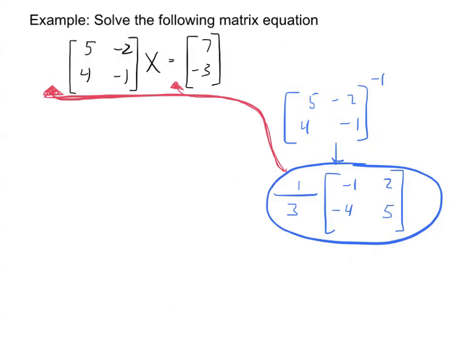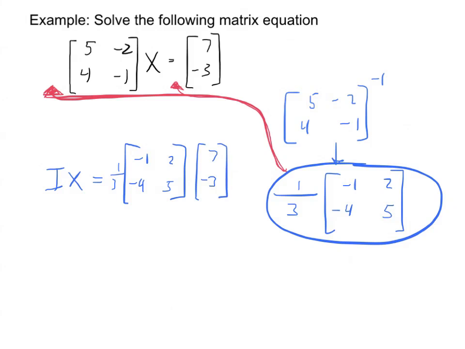On that side, I end up with the identity matrix times x. On the right side, I'll have 1/3 of my matrix, -1, 2, -4, 5, times my little 2x1 matrix, 7, -3. Left side here, I end up with just x. On the right side, I'm going to leave my 1/3 out, and I'll just do the matrix multiplication.